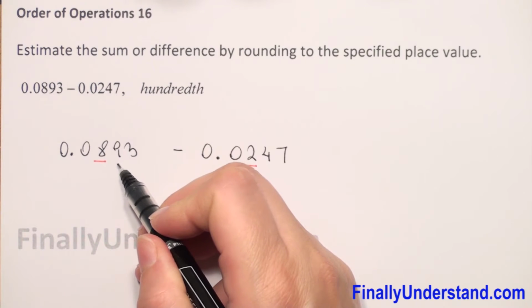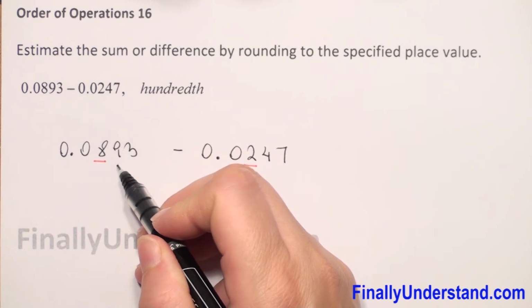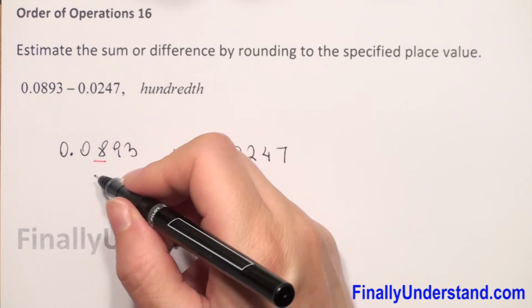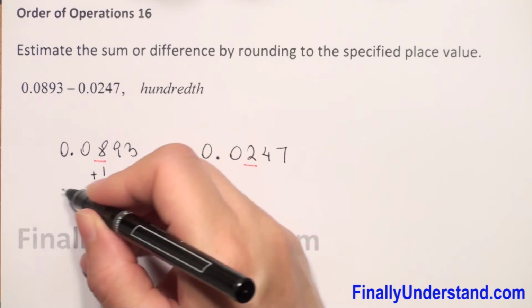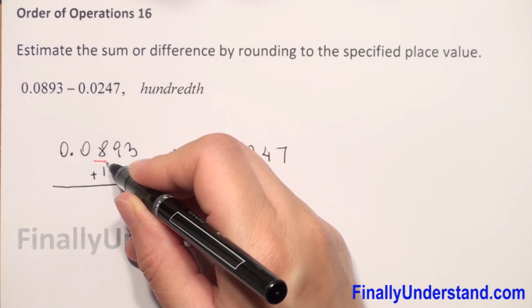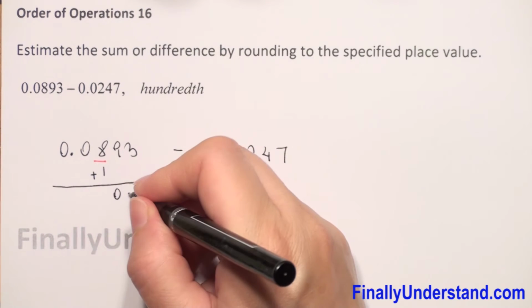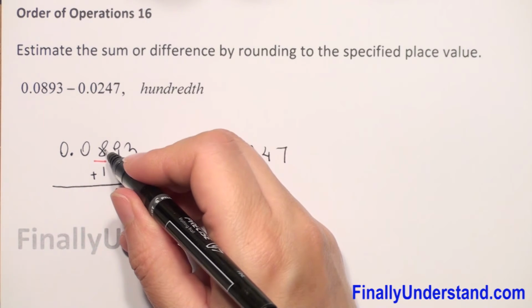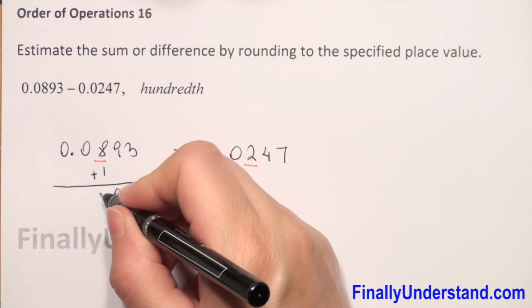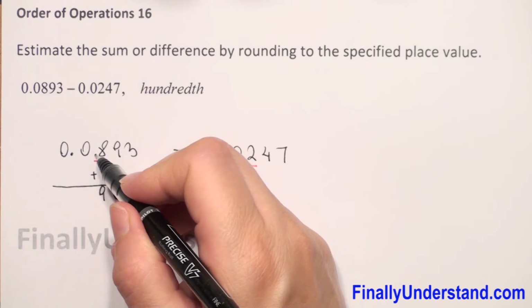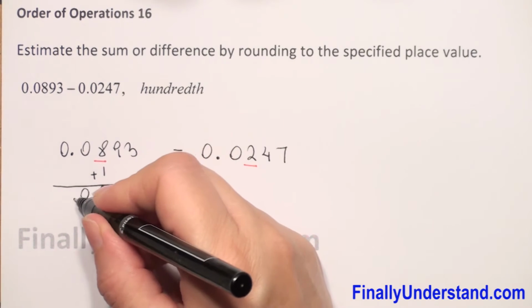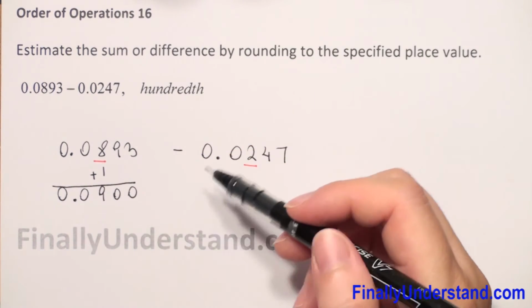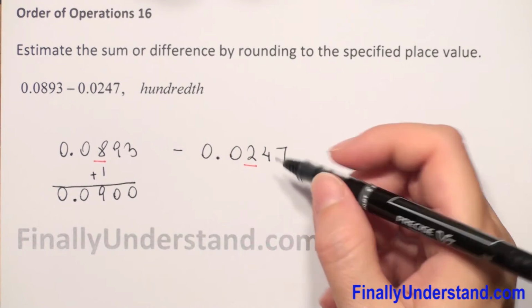It's 9, a number greater than or equal to 5. What we have to do is add 1 to our underlined digit, and everything after our underlined digit we change to zeros. So we add 8 plus 1, which is 9. Everything before our underlined digit we copy. So we have rounded the first number.